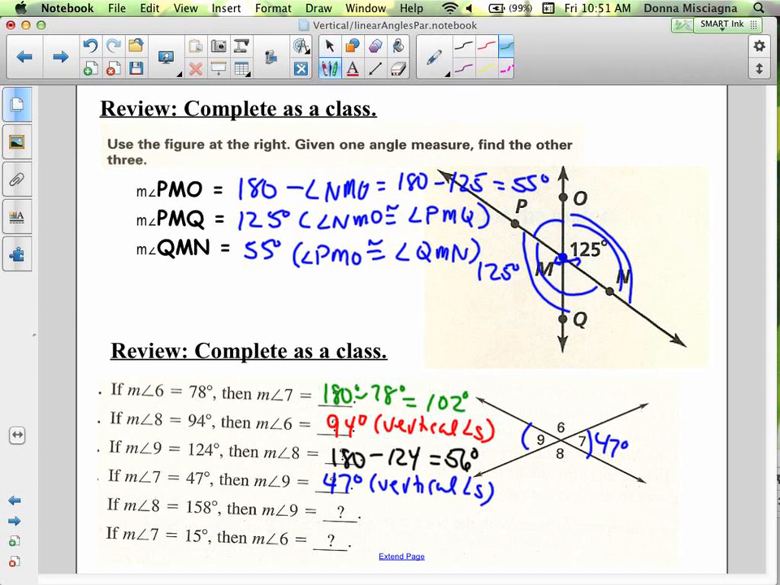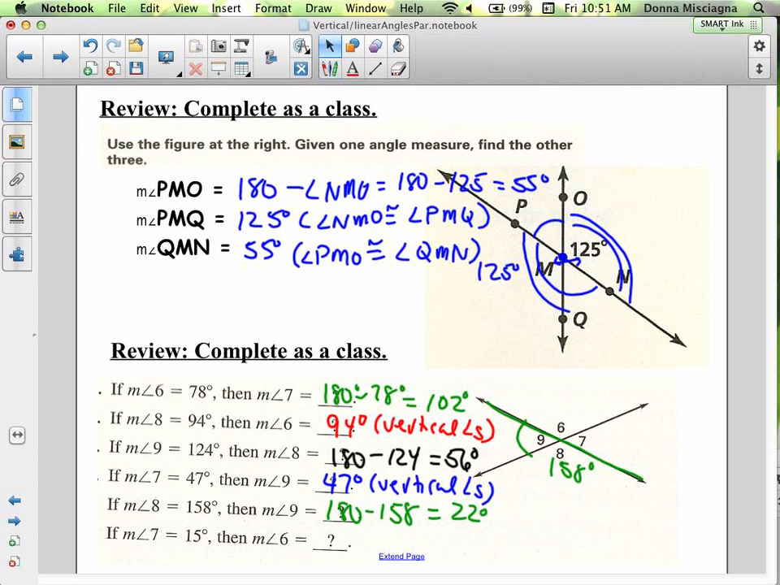Moving right along. Measure of angle 8 is 158 degrees. We want to find the measure of angle 9. Together, they form a linear pair. Right? They have to add to 180, they form a straight angle. So all we have to do is take 180 minus 158, and we get 22 degrees.